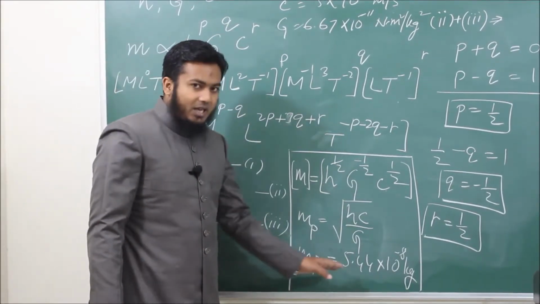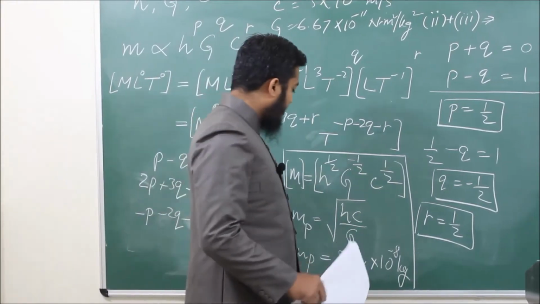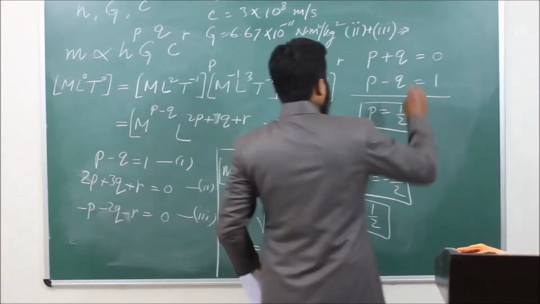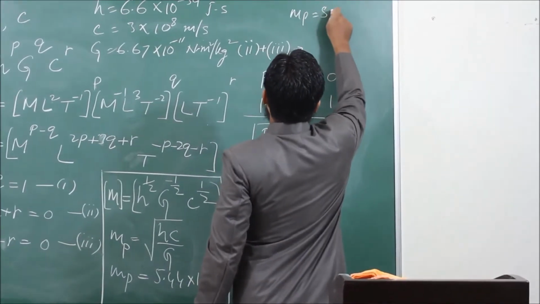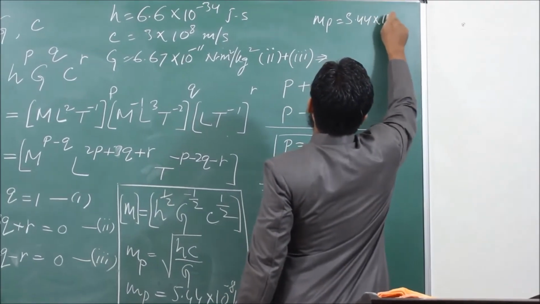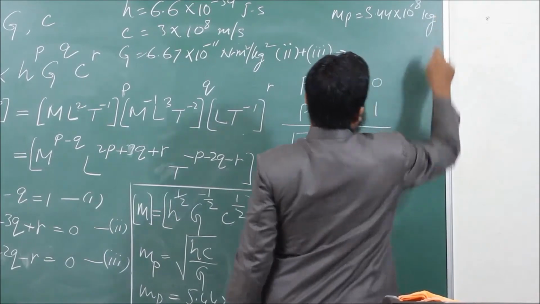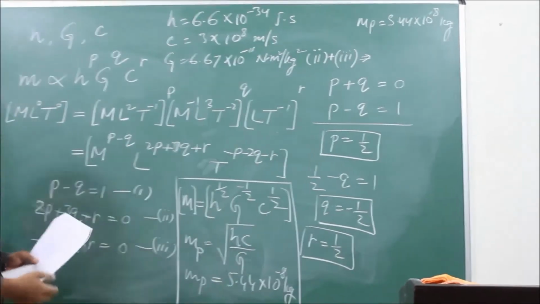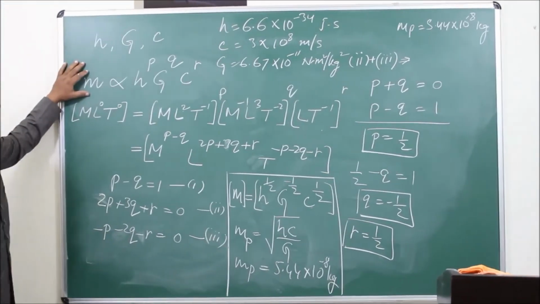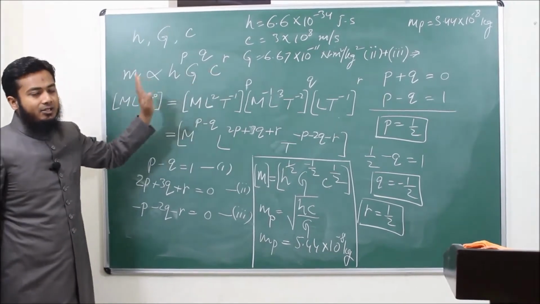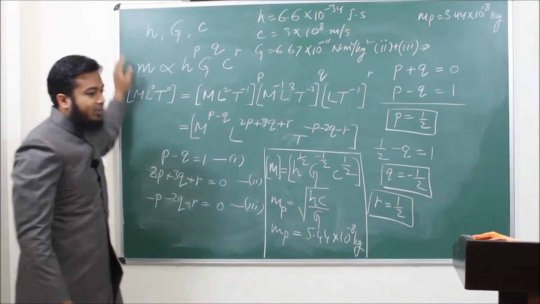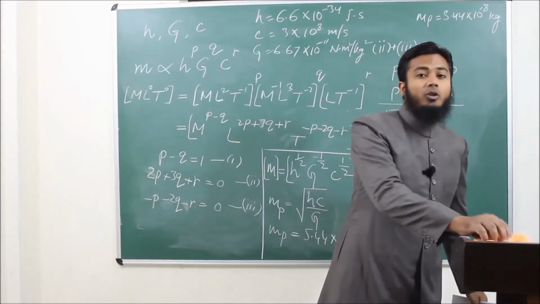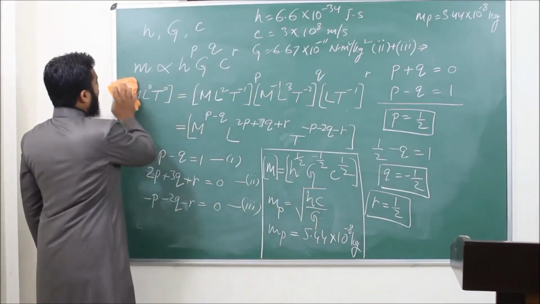Now, it has a very interesting interpretation. So let's note it down in one corner. The Planck's mass is 5.44 into 10 raised to the power minus 8 kilogram. Okay, so we just calculated dimensional formula for mass in terms of H, G and C. Now let's repeat the same calculation for length. Let's try to find the dimensional formula for length in terms of H, G and C.